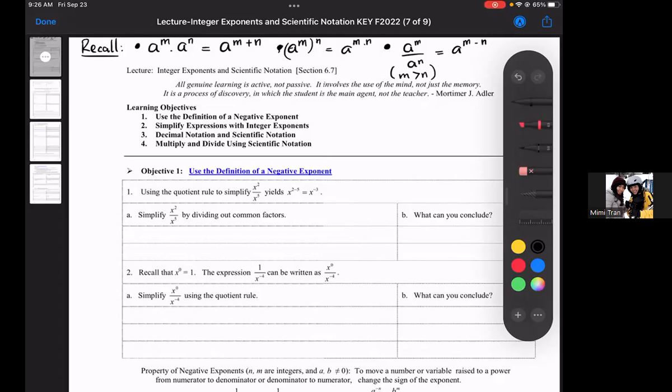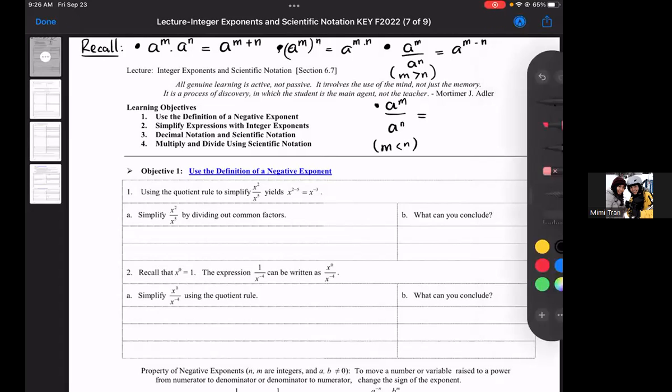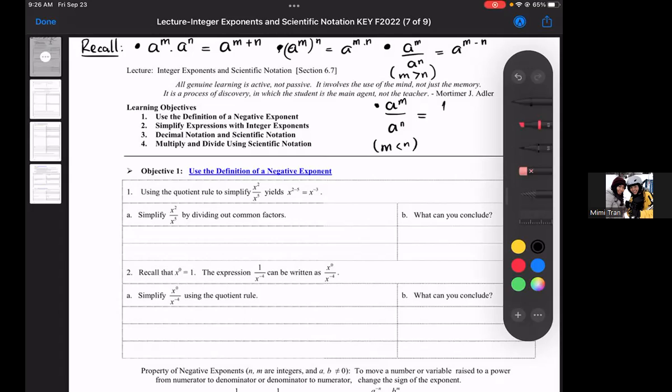If you have it the other way around, if you have a to the m divided by a to the n again, but this time m is less than n, then what happens? That means n is bigger. So you take n minus m, and whichever has the bigger exponent, your result stays in that location. Because n is bigger than m, your result should stay in the bottom. So it'll be a to the n minus m.